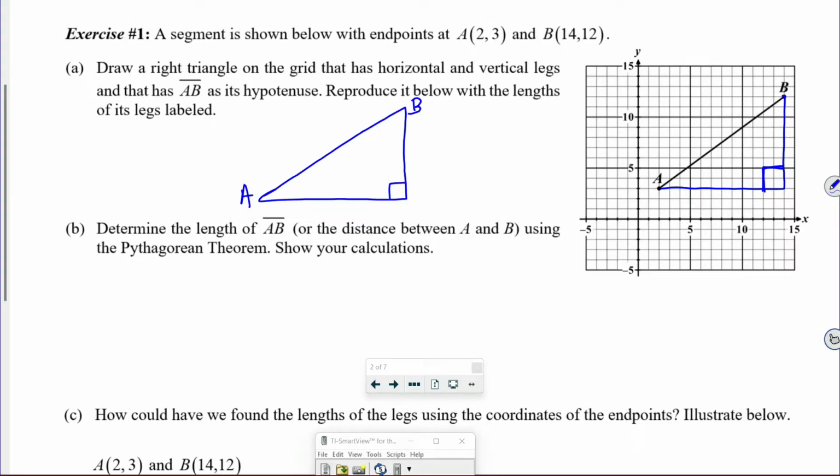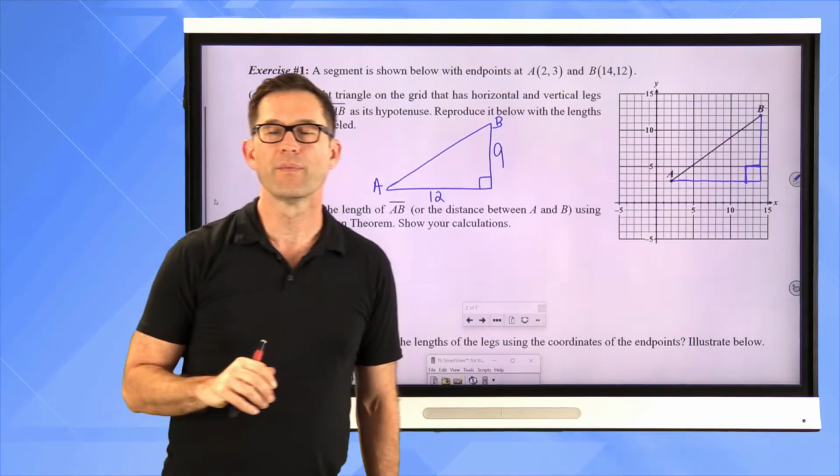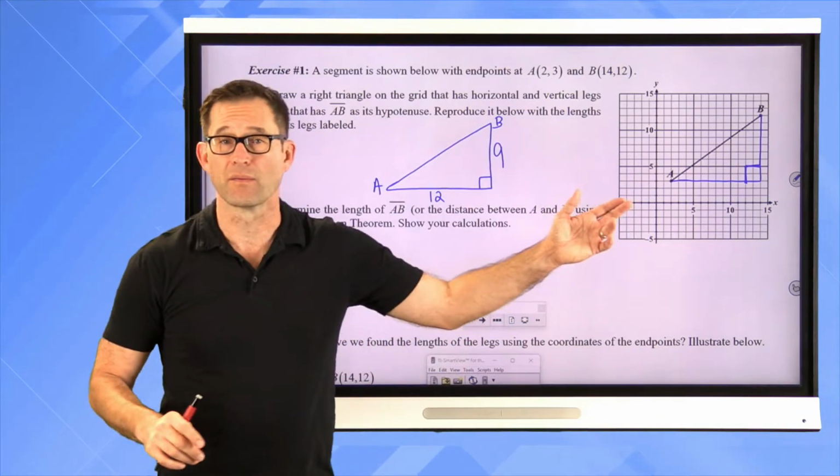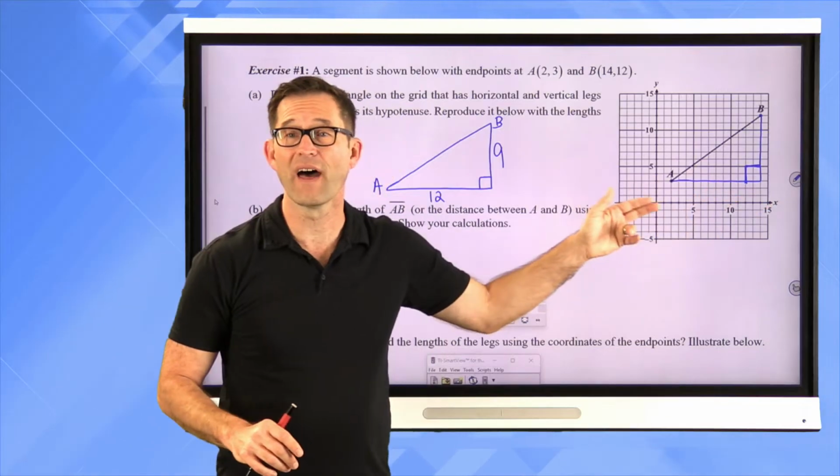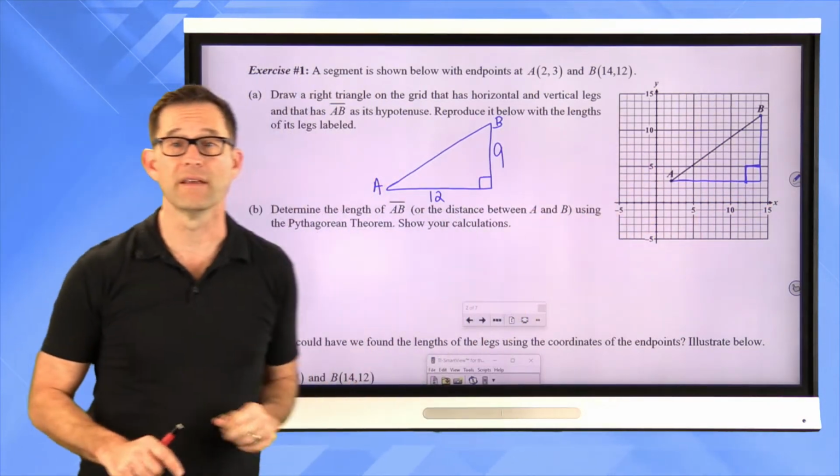Because the legs are horizontal and vertical, I can figure out how long they are. So what do I have? I've got 8, another 4 is 12, so that's got a length of 12 there. And then I've got 5, 7, 8, 9, and so I've got 9 there. I can do that simply by counting how long that is and counting how long that is.